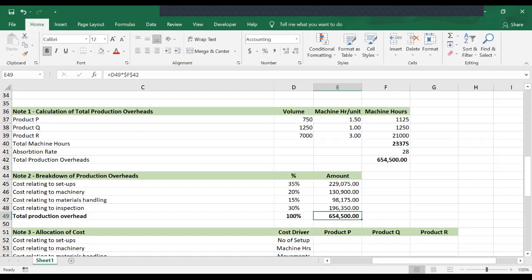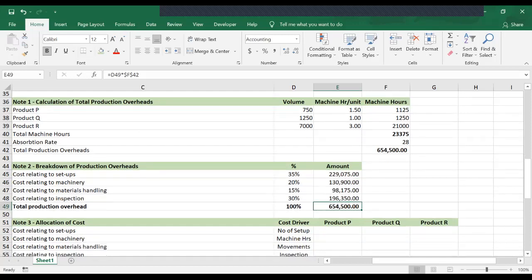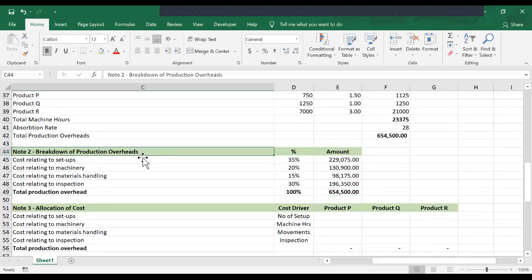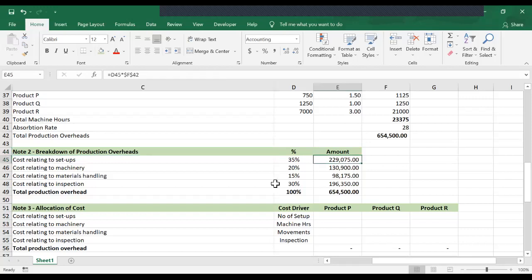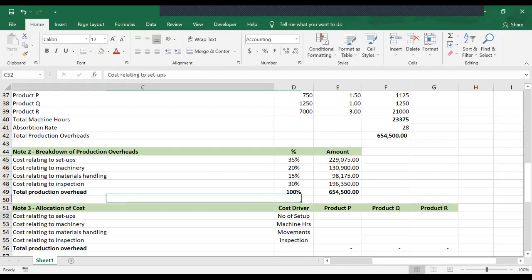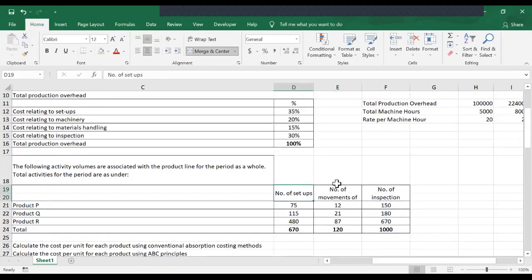Now, in the third note, we have to allocate this production overhead. This production overhead is regarding all three products. We have to allocate this entire setup cost between P, Q and R, and you have to determine the cost drivers for this allocation purpose. For setup, it's really simple because they have given us the number of setups. So you can directly use the formula of 75 divided by 670, and that'll give you a percentage.